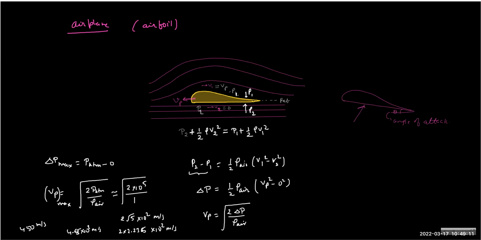So in terms of kilometer per hour, it will be how much? You can guess easily. 450 into 18 by 5. Roughly it's giving you the very idealistic value of 1620 kilometer per hour. But generally we do not achieve this. The maximum speed achieved by planes is around 1000 to 1400 kilometer per hour.